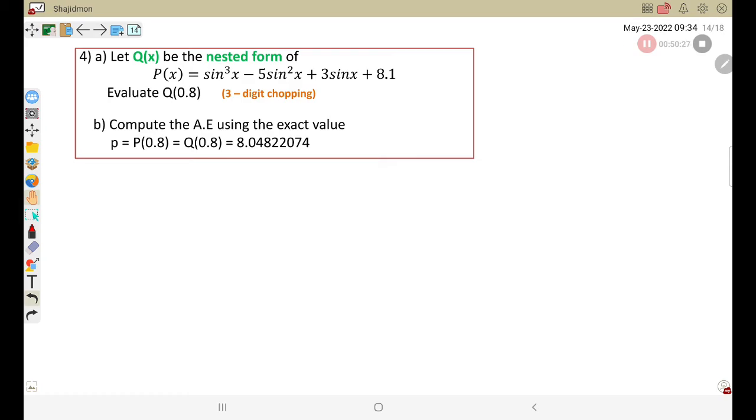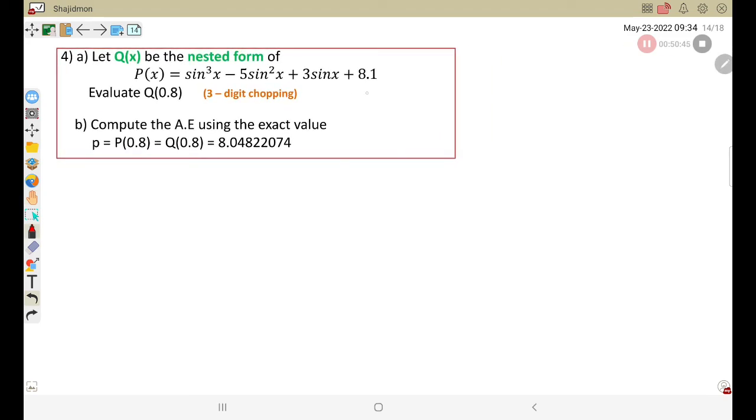Question number 4. Let Q of x be the nested form of P of x equal to sin cube x minus 5 sin square x plus 3 sin x plus 8.1. Evaluate the Q value at 0.8 using 3 digits chopping. Using 3 digits chopping by nested way means the Q star value. After that, compute the absolute error. So we will start first with part A, nested form only.